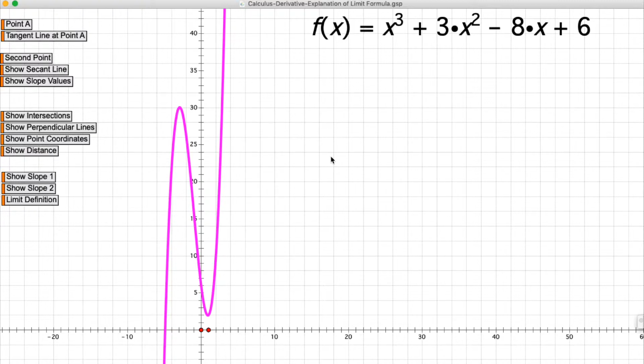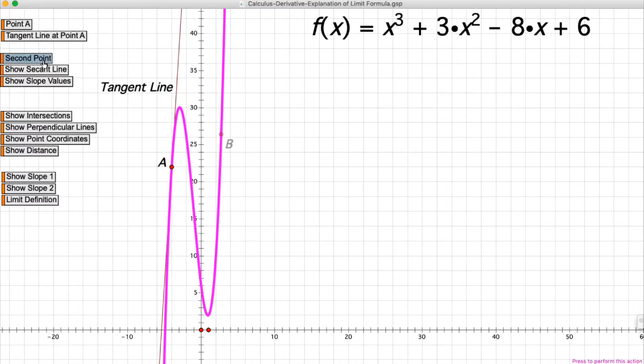If we go back to geometry, we remember that a tangent line will touch a graph once, whereas a secant will touch a graph twice. Now, let's start by identifying a point A. And we're going to create a tangent line through point A and tangent to our function f of x equals x cubed plus 3x squared minus 8x plus 6.